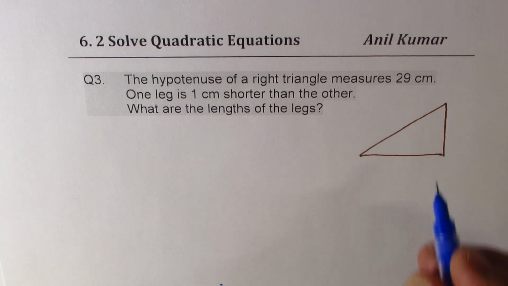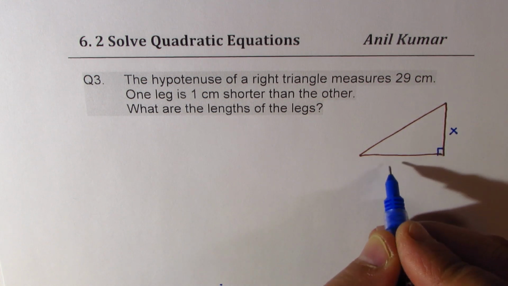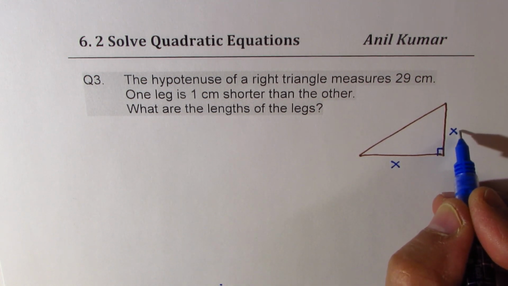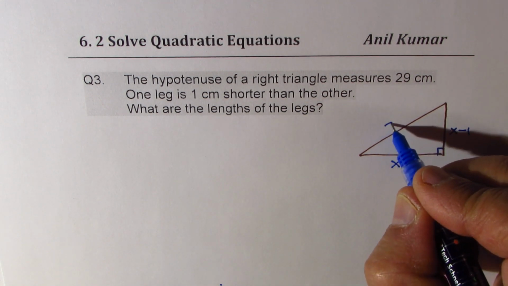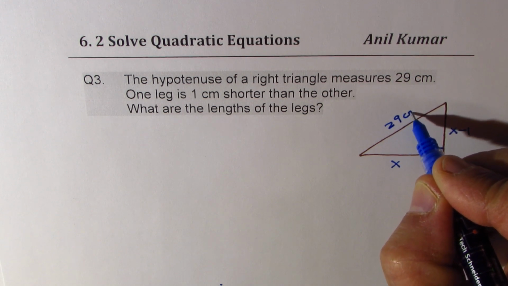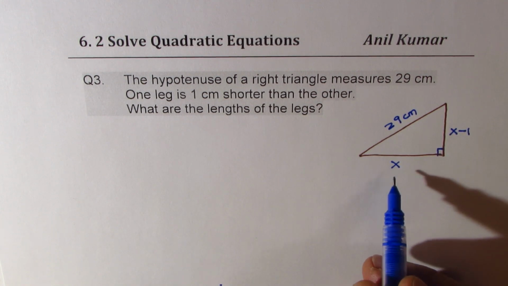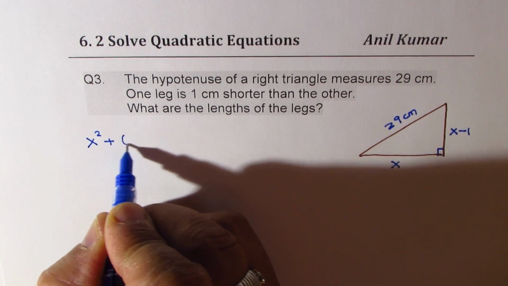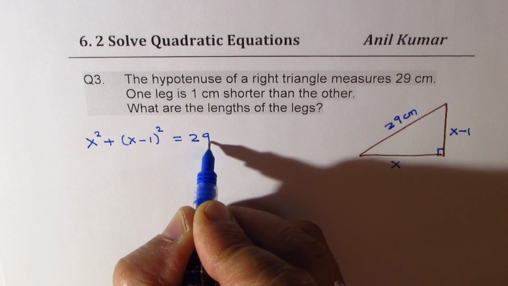That is to say, in this right triangle, if I take one of the sides as x, then the other one will be x minus 1. We are given that the hypotenuse is 29 centimeters. We need to find what x could be. Now we can use the Pythagorean theorem, which says that x squared plus x minus 1 whole square should be equal to 29 square.